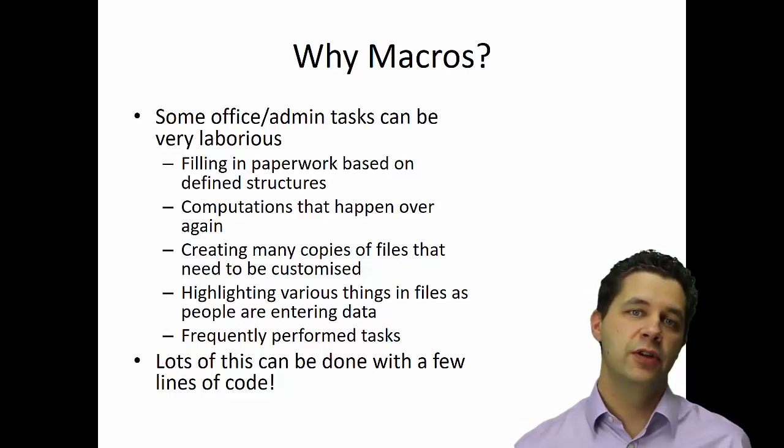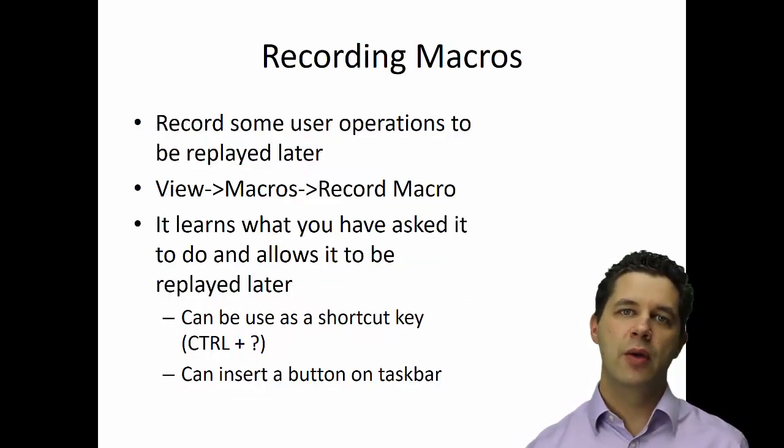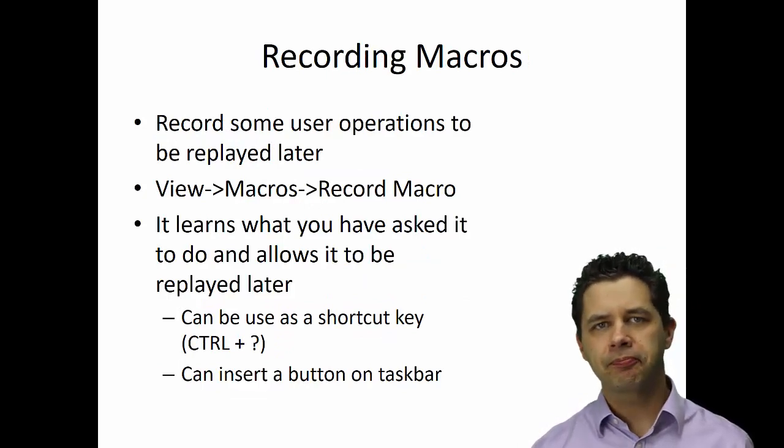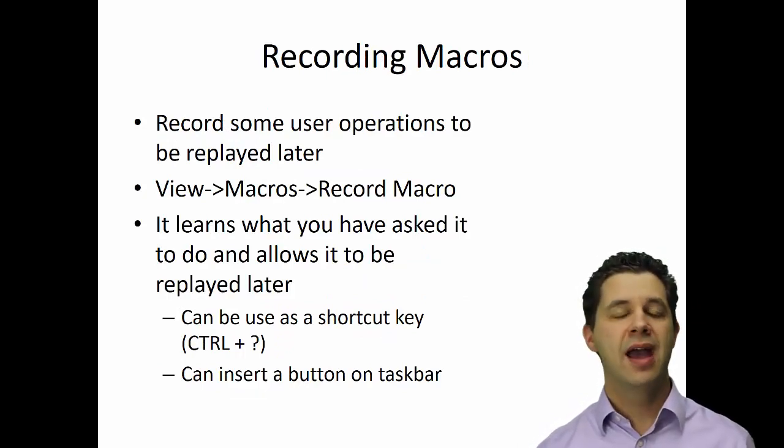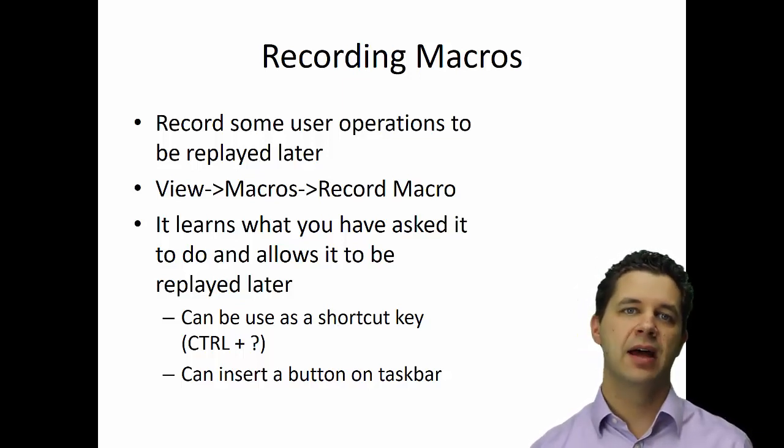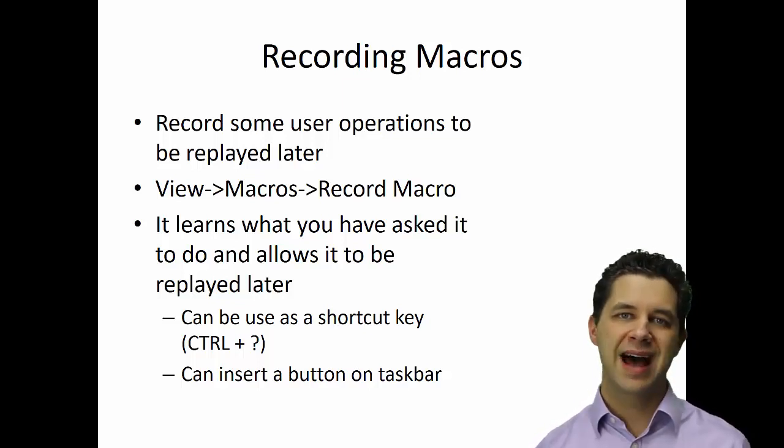And a lot of it can be done with just a few lines of code, which is very handy and useful for us. Besides a few lines of code, another way we can do them is using recording. So we can record user operations and replay these or run them later. When we're recording, it's essentially creating the code for us. We can go to the View menu, Macros, and Record Macro, and we can record a new macro. It essentially learns what we do and then allows it to be replayed later. And we can use a shortcut key to replay this later, or we can insert a button on a taskbar to play this later. We'll now go through a very basic example of recording macros.